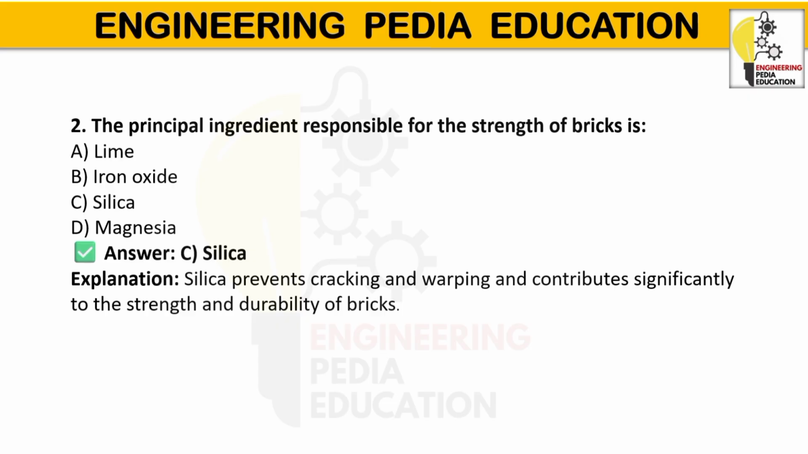Silica, SiO2, percentage 50 to 60%. Its function is to prevent shrinkage, cracking, warping and dry burning, maintain the shape of bricks, and provide strength and durability. If there is too little silica, the brick may crack, shrink and warp. Too much silica makes it brittle and weak.